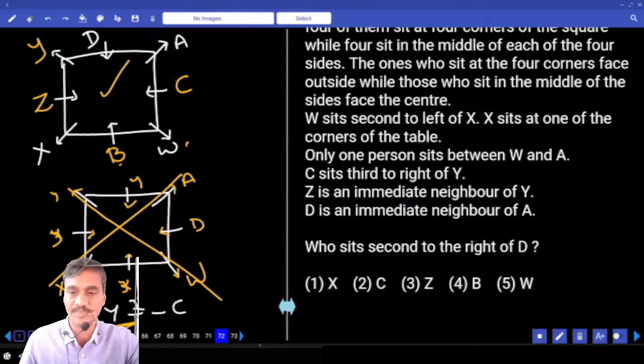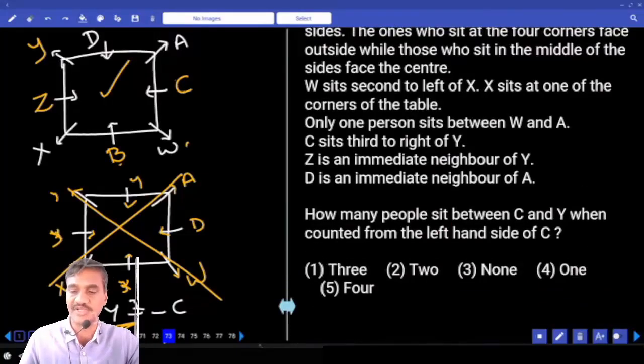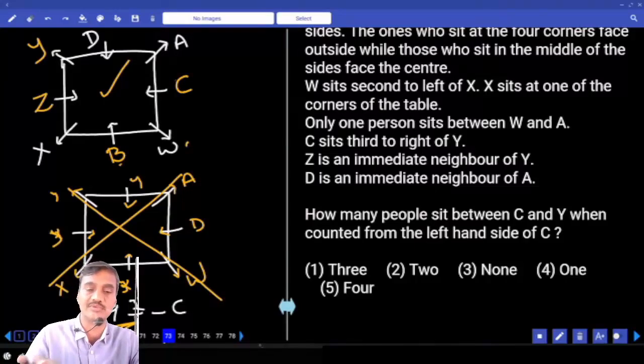Then 72, who sits second to the right of D? Second to the right of D, that is Z, that is choice 3, 72. Then 73, how many people sit between C and Y when counted from the left hand side of C? 1, 2, 3, 4. There are 4 people, that is choice 5, question number 73.